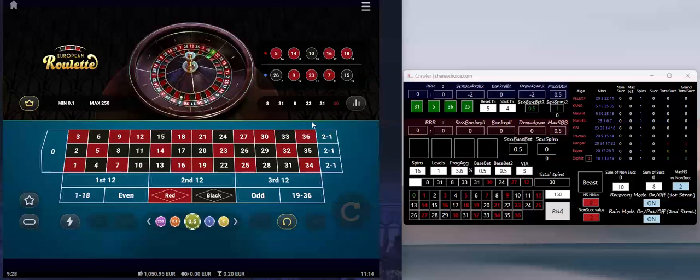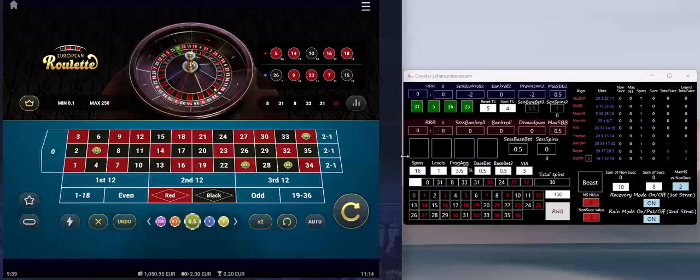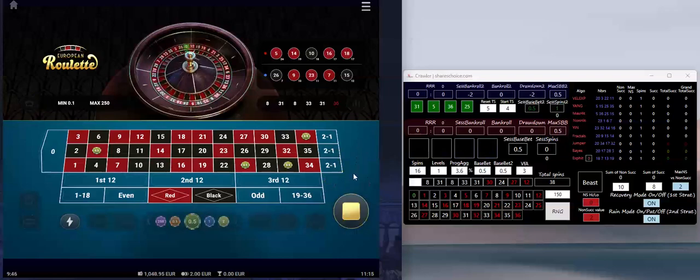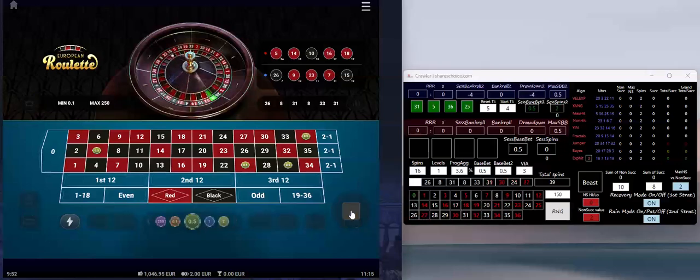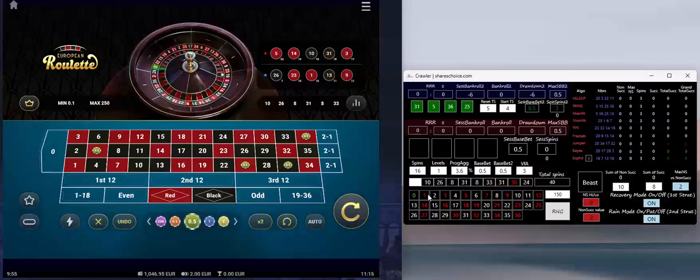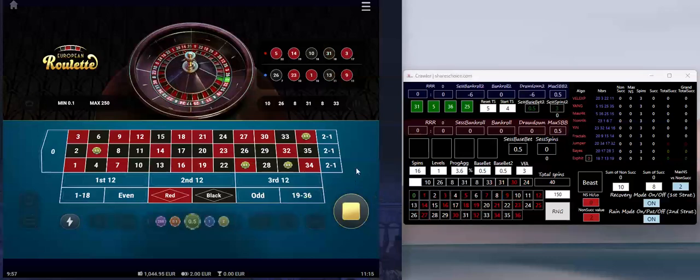So let's get started. We should bet on the numbers 31, 5, 36, and 25. Okay, cool. And let's see. If other numbers appear here from the second algorithm, then I will bet on them as well. So that's the plan. 26. Ten. Okay, so far no luck, but we just started. Let's see what will happen.